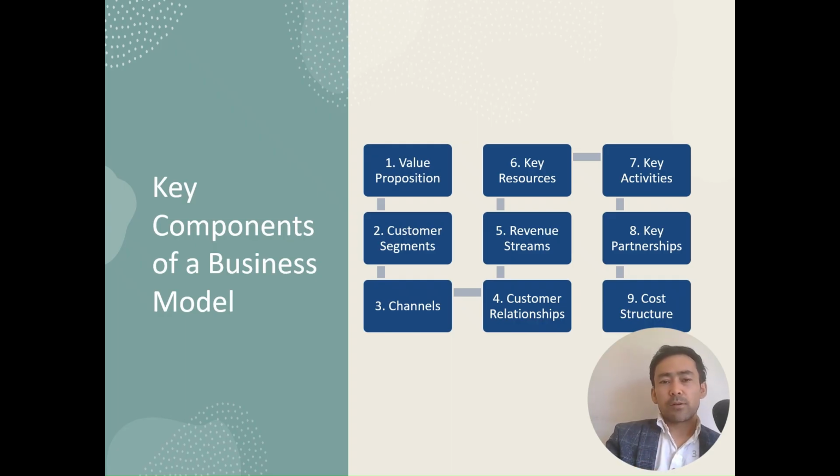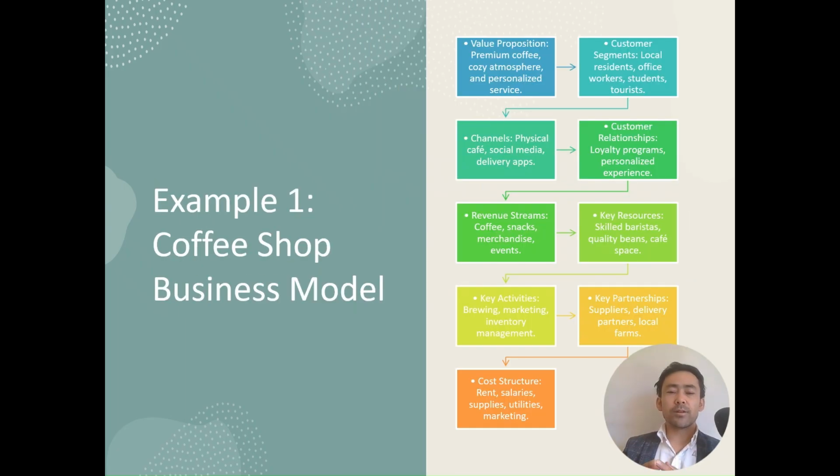Okay, now let's go to the two examples. The first example of a business model is a coffee shop business model. The value proposition of a coffee shop business model could be a premium coffee, a cozy atmosphere, or a personalized service. The customer segments of a coffee shop business model could be different.